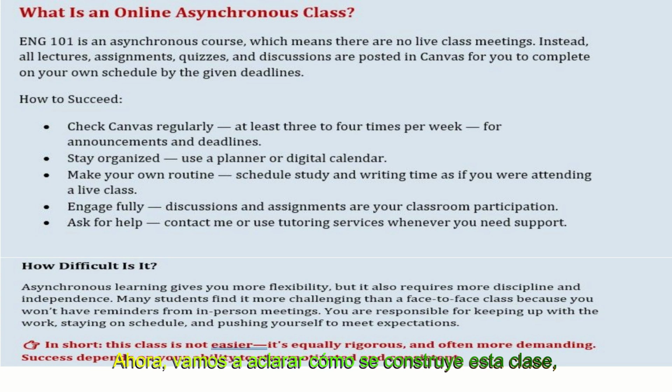Now let's clarify how this class is structured, because this is where many students get confused. If your course is asynchronous, that means there are no live class meetings. All lectures, assignments, quizzes, and discussions are completed independently in Canvas by the posted deadlines. You are expected to check Canvas multiple times per week, stay organized, and manage your own time. Asynchronous does not mean easier. It means you are in charge. No reminders, no bell schedules, no one tapping you on the shoulder saying, "Hey, did you submit that?"